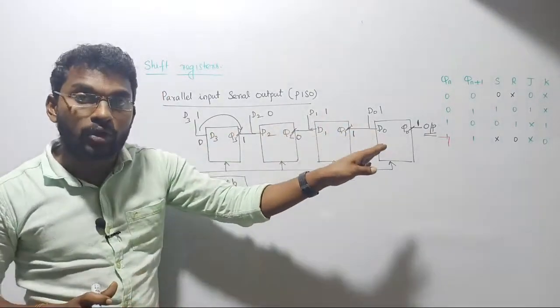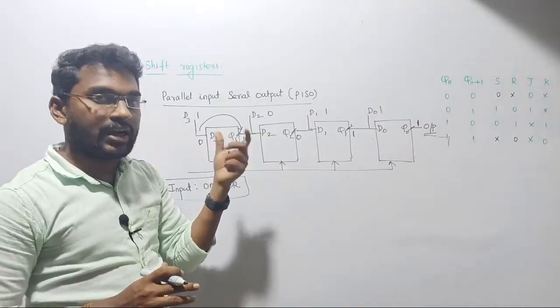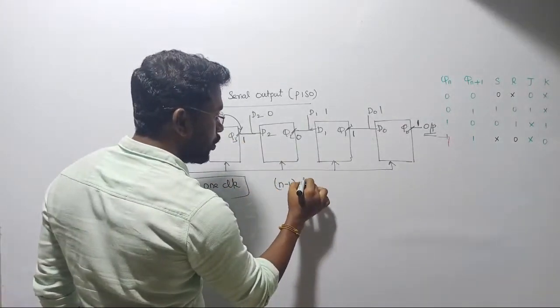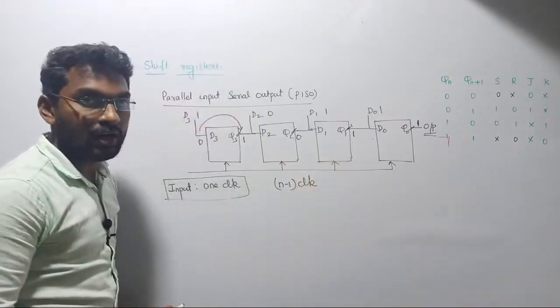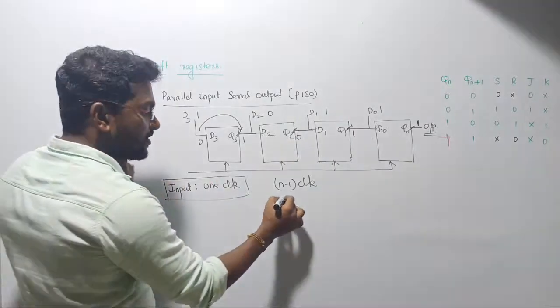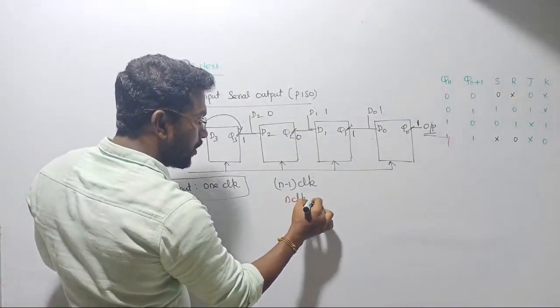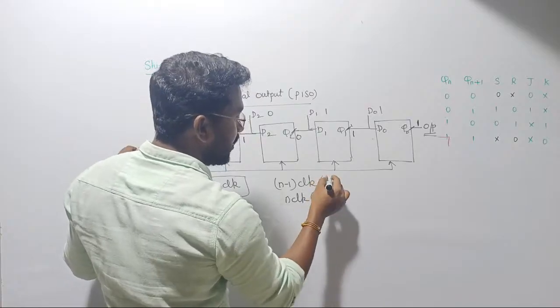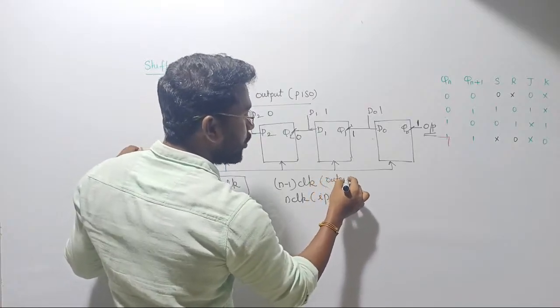What about the serial output? We already observed it. In order to collect the data serially, n minus 1 clock should be required. Do you all agree with me? Yes, already we saw the first case, serial input, serial output. Serial input means n clock should be required. In case of input we need n clock, whereas in case of output we need n minus 1 clock. Correct? You can also check it now.